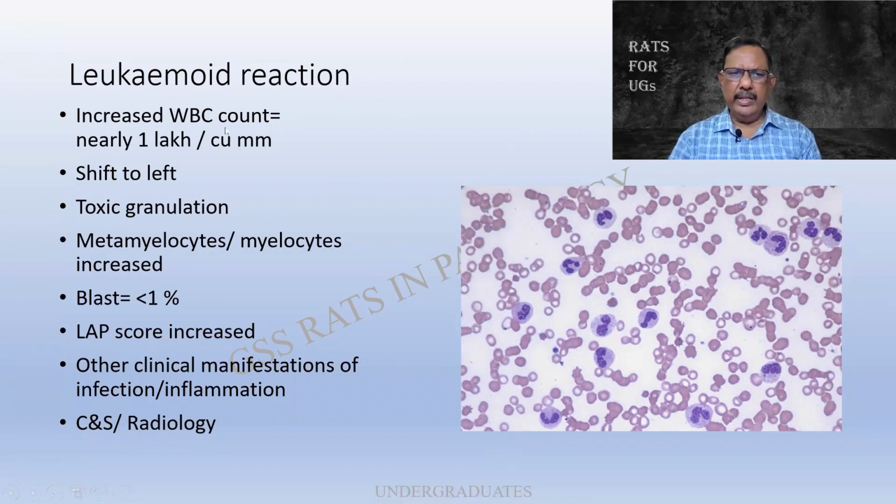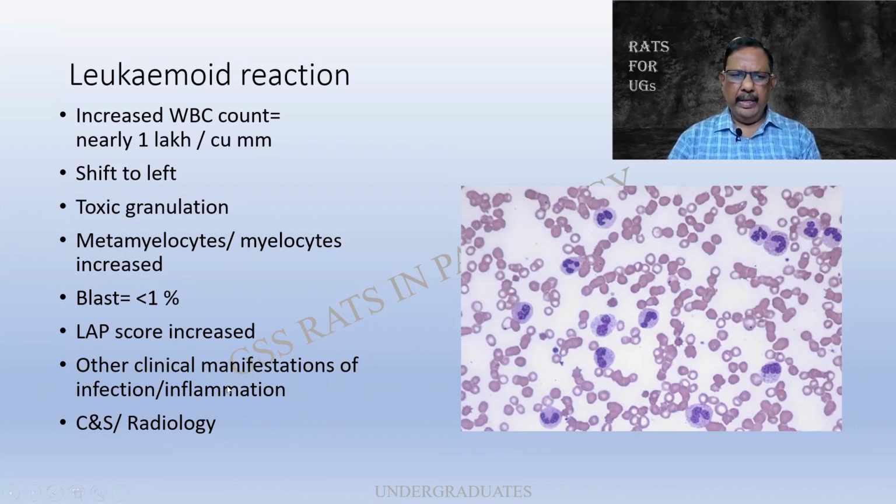So, the cell count is increased. It can be up to 1 lakh. In neutrophilia, the count can increase up to about, say, even 50,000. There is a shift to left in a leukemoid reaction because I am finding immature cells that I had mentioned earlier. Toxic granulation can be seen. The precursors such as metamyelocytes, myelocytes are increased. Blast very rarely seen, less than 1%. So it will not be confused with an acute leukemia. The lab score, leukocyte alkaline phosphatase is increased. Go through your chart, this will be a clue.